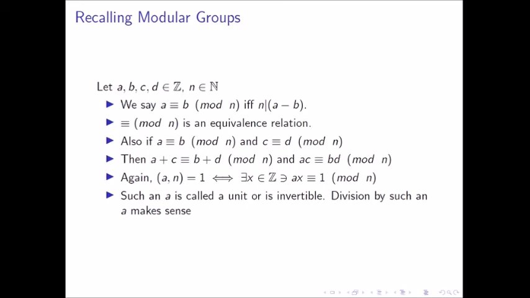Now, let's come to division. If (a, n) is equal to 1, that is the GCD of a and n is 1, then there exists some x in the integers such that ax is congruent to 1 mod n. Such an a, where (a, n) is equal to 1 or a has an inverse, is called a unit or invertible. Division by such an element makes sense, as division by a is the same as multiplication by x.